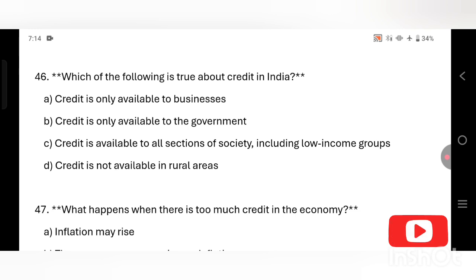Option A, credit is only available to businesses. Option B, credit is only available to the government. Option C, credit is available to all sections of society, including low income groups. Option D, credit is not available in rural areas. Option C is the correct answer. Credit is available to all the sections of society, including low income groups.